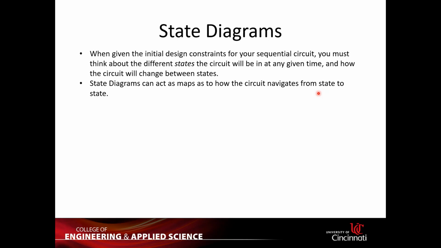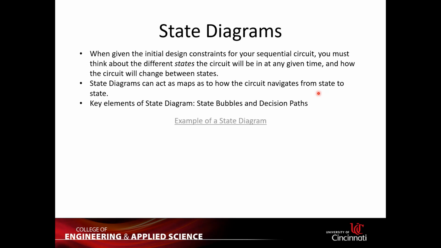So the state diagram is kind of like a decision making map. From that diagram you can see with what input your machine can go from one state to another state, so you can navigate the decision making using the diagram. In the state diagram, you have two key elements: the state bubbles, those circles, and the decision path. This is one example.